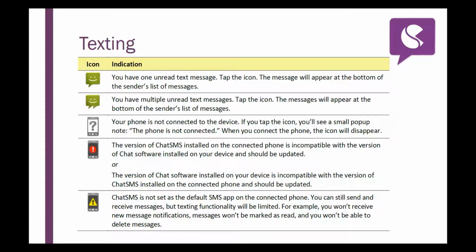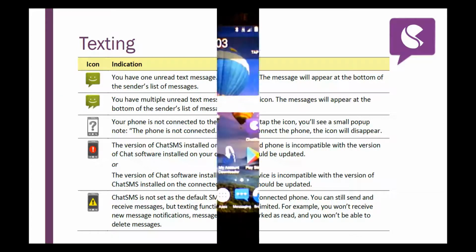If you see the exclamation point in the red circle, the Chat SMS app may need to be updated, or it could be that your device software needs an update as well. Finally, a yellow exclamation point in the yellow triangle means you need to set the Chat SMS app as a default for texting on the connected phone.